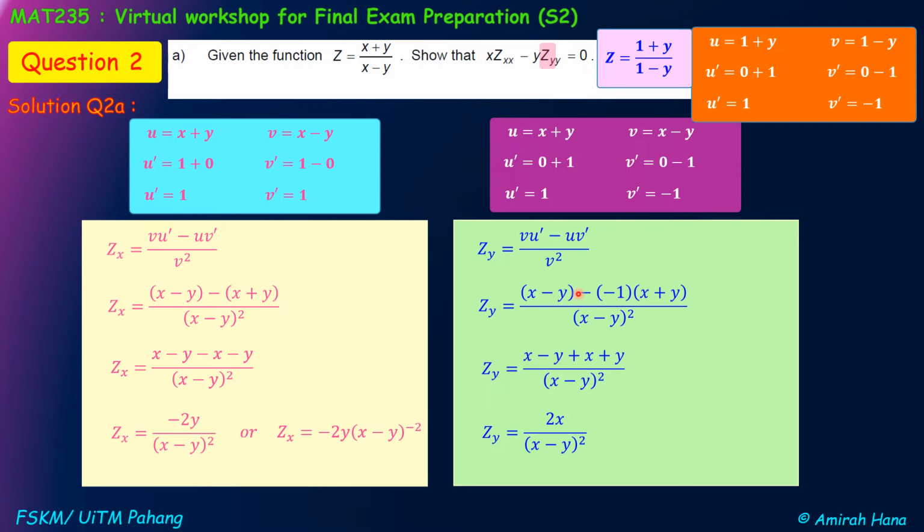We just expand and simplify the numerator, no need to expand the denominator. Or we can write zy equals 2x, we move the bracket squared to the numerator and we get bracket x minus y to the power of negative 2, using the properties of indices. So this is our zx, we differentiate z with respect to x, and this is our zy, we differentiate z with respect to y.